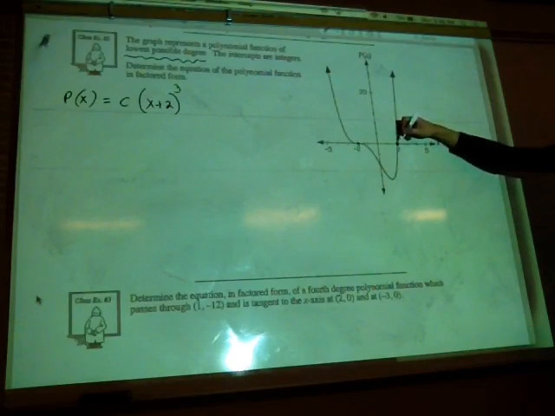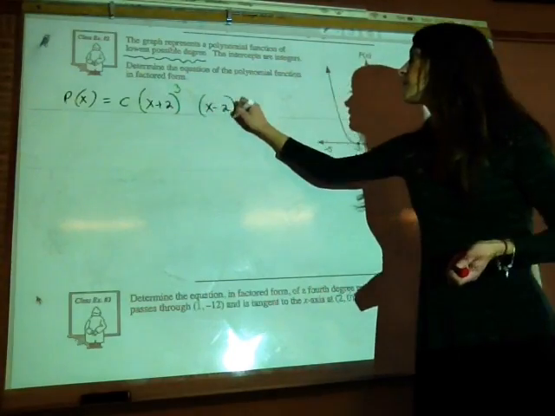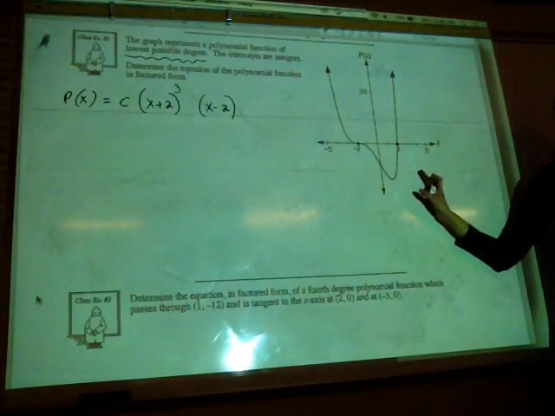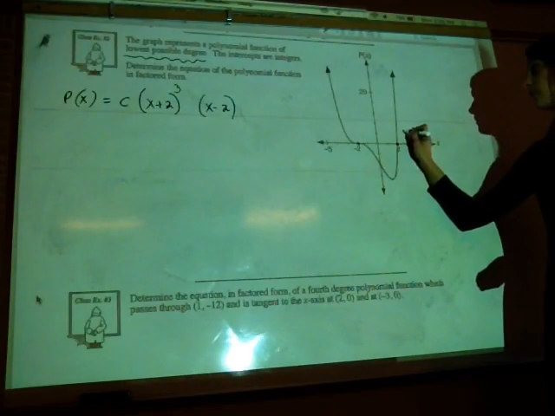We have another 0 at positive 2, so the factor will be x minus 2. What feature are we seeing? Good, it's going straight through, so the lowest multiplicity will be 1.